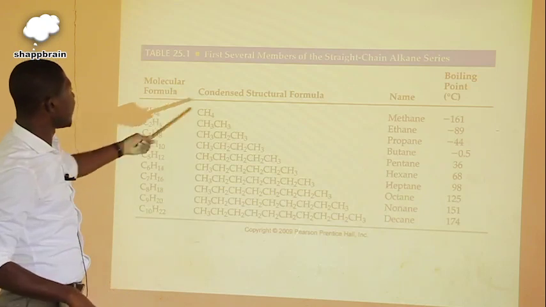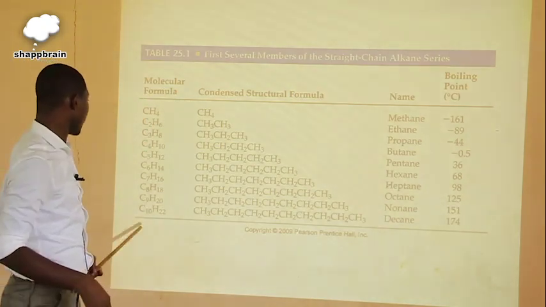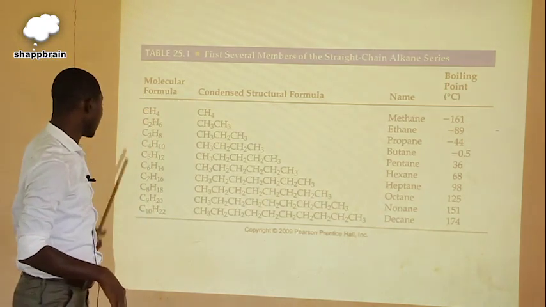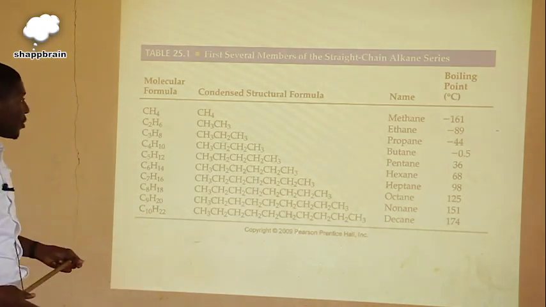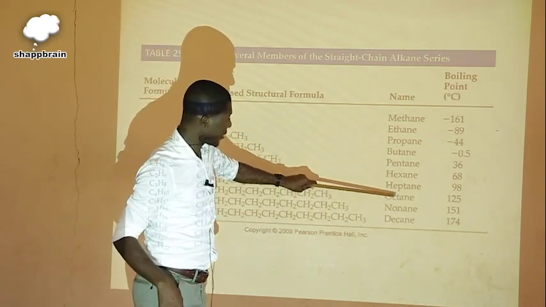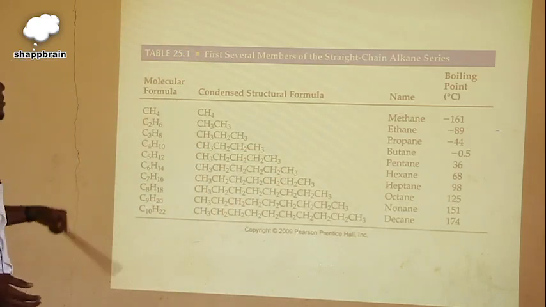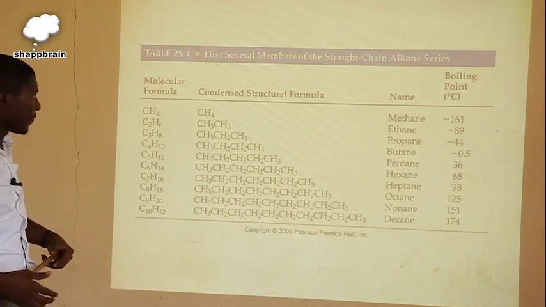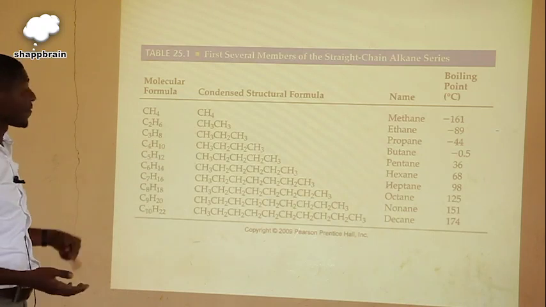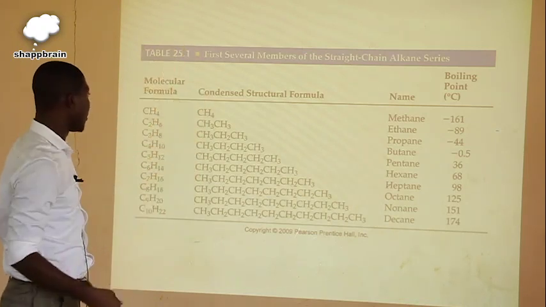And so the first members of the straight chain alkane series, from methane to heptane, methane, 1, 2, 3, 4, 5, 6, 7, 8, 9, 10. This is the first 10. Okay, first several members of the straight chain. So we'll consider the first 10 and not 7, sorry. Good. So the first 10 members.